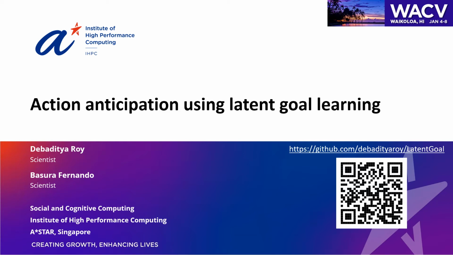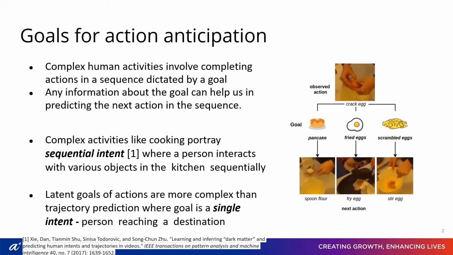I am Debaditya Roy, and today I am going to talk about our paper on action anticipation using latent goal learning. All complex human activities like cooking are dictated by a goal. So, knowing the goal can help us in understanding what the next action is going to be. For example, here, the crack egg action can be followed by the spoon flour action if you're making a pancake, or the stir egg action if you're making scrambled eggs.